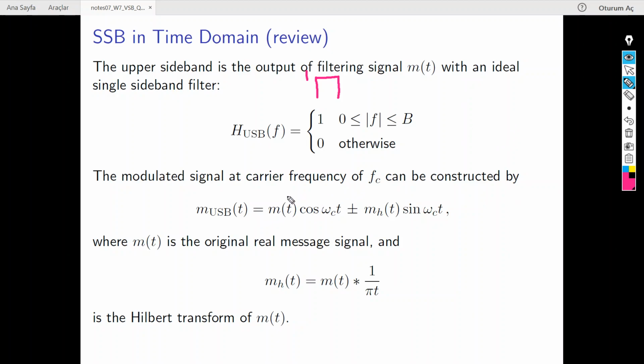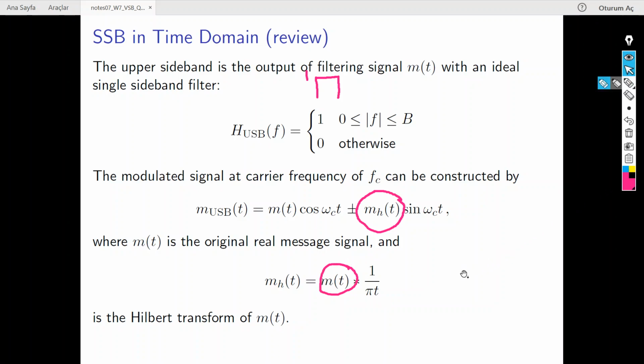In time domain, it's m of t multiplied by the carrier cosine omega ct, plus or minus the Hilbert transform of m of t itself, multiplied by sine omega ct. And the Hilbert transform is just the convolution of the signal itself with 1 over pi t. So this is basically the Hilbert transform, and m of t is the original signal.